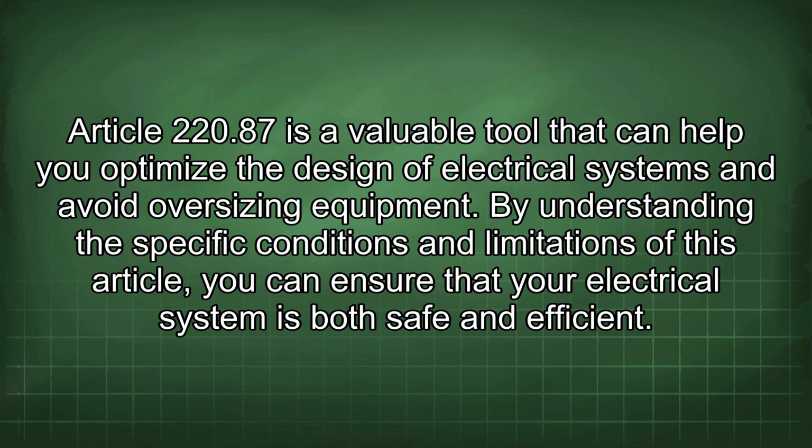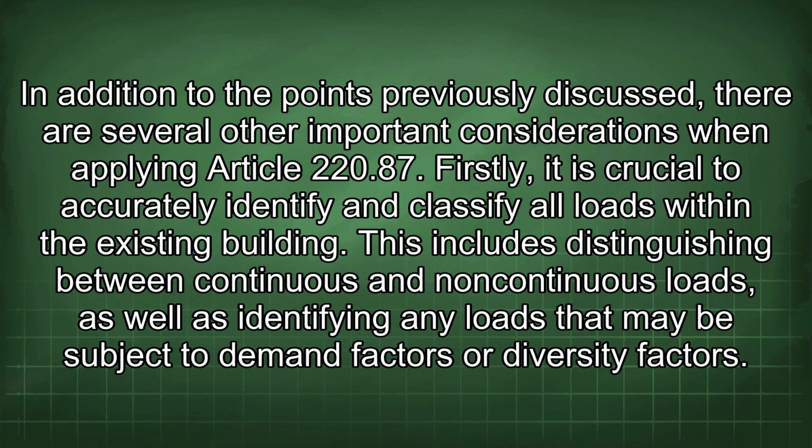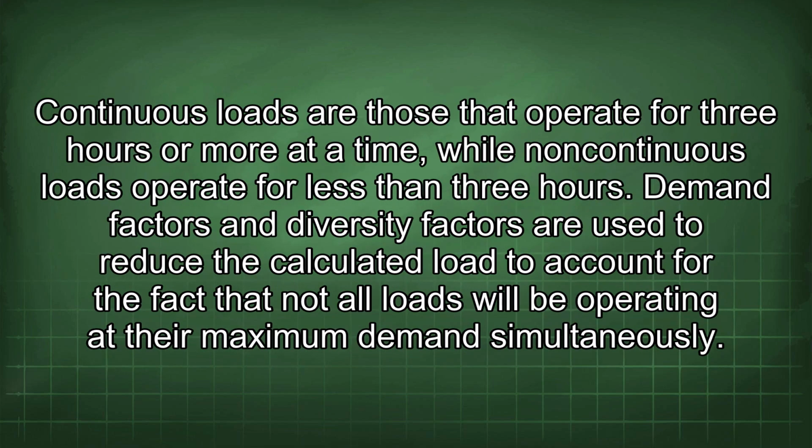and efficient. In addition to the points previously discussed, there are several other important considerations when applying Article 220.87. Firstly, it is crucial to accurately identify and classify all loads within the existing building. This includes distinguishing between continuous and non-continuous loads, as well as identifying any loads that may be subject to demand factors or diversity factors. Continuous loads are those that operate for 3 hours or more at a time, while non-continuous loads operate for less than 3 hours.